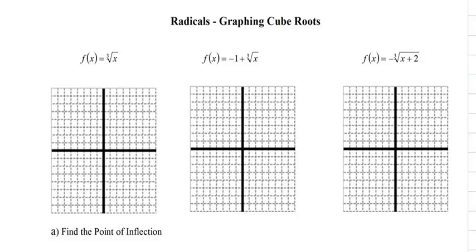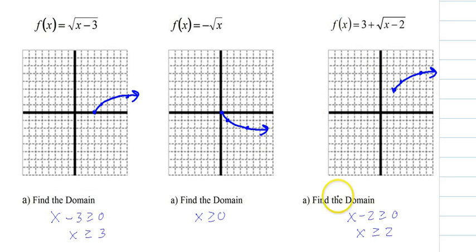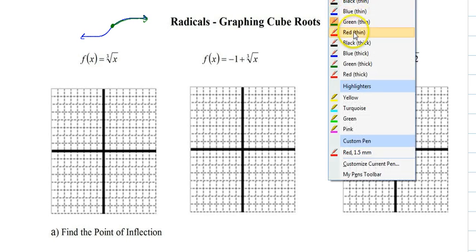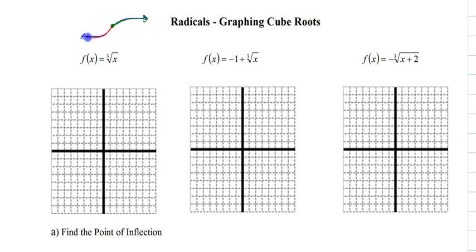Graphing cube roots is the same as graphing square roots, except we don't have domain issues. What we get instead is a point of inflection. So when you graph a cube root, it's going to look like this. It's still going to have that same square root shape right here, but we're also going to be continuing it in the other direction as well, like that. And this little point right here, that is our point of inflection. So that's what we need to find.